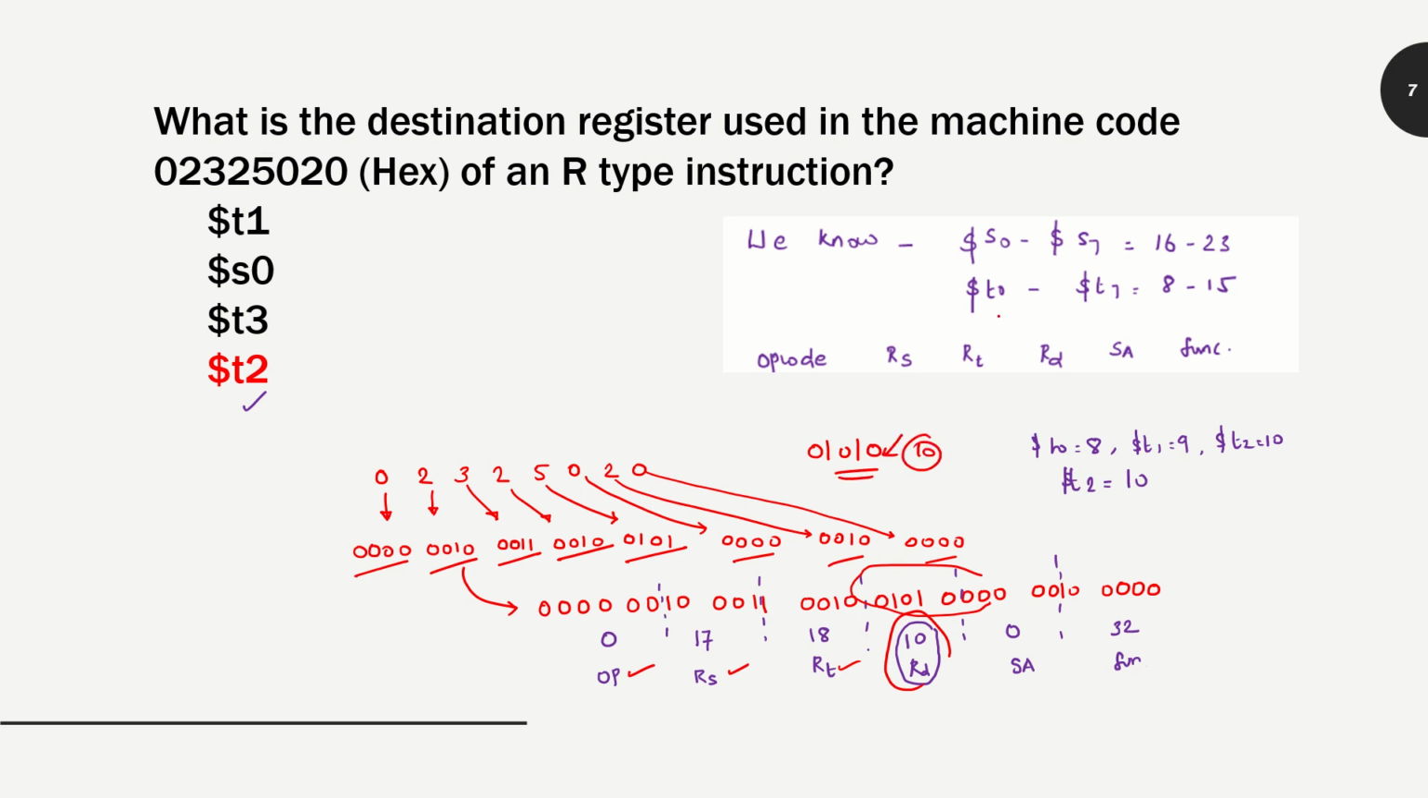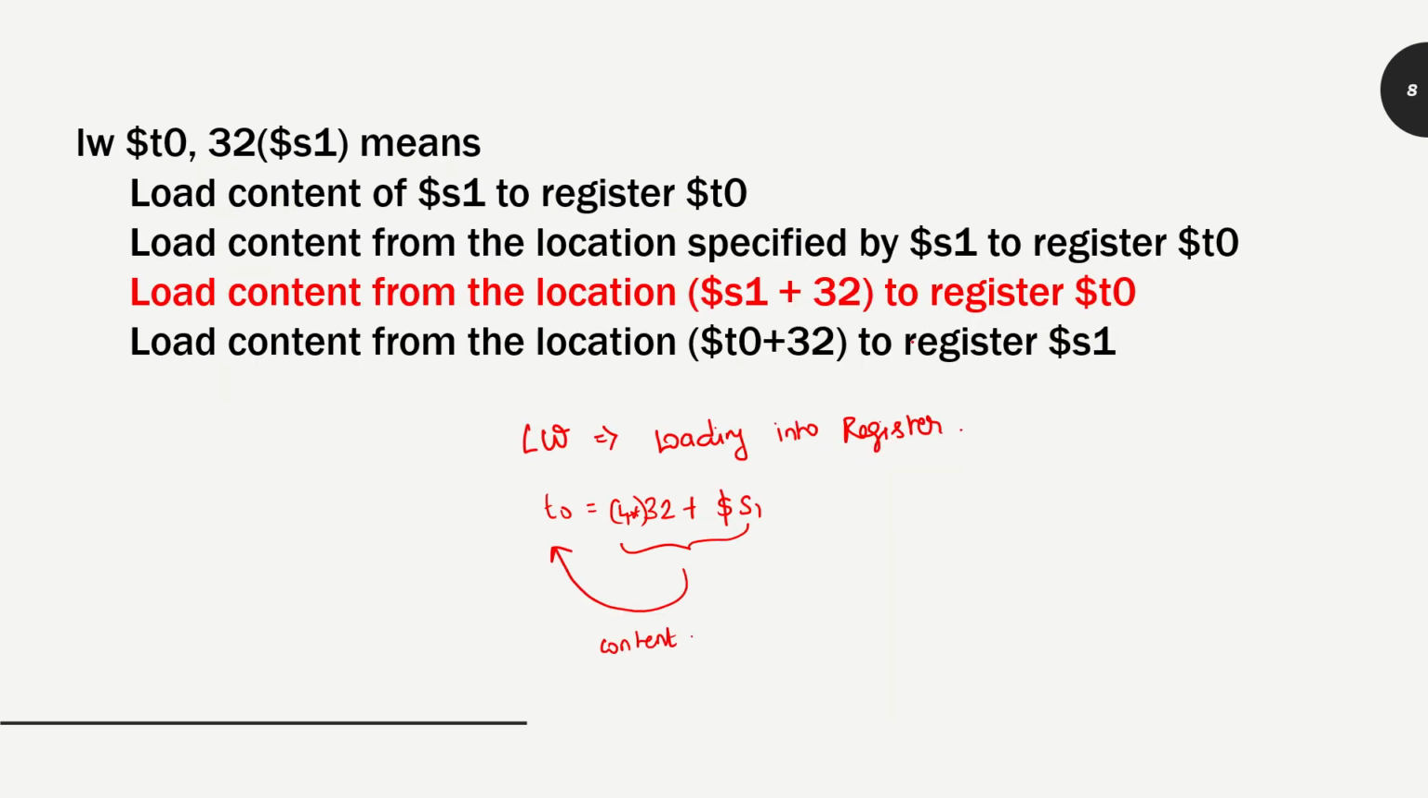So what is 10 connected to? T0 is 8, T1 is 9, T2 is 10. So answer is T2. That's all. It's very easy and I hope you understood it.